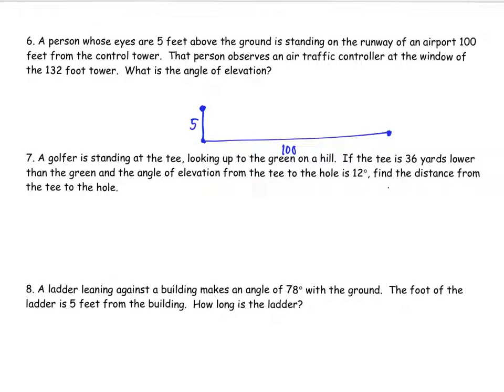The person observes an air traffic controller at the window of the 134-foot tower. So now we have the tower here. That's 132 feet. So I put all that together. What is the angle of elevation? Oh, what in the world are they asking for? Or the eye level to the thing. Right, so we draw a horizontal line with the eye level because we want to look, what is he looking up at that from? So everyone who did that bottom, nice, but that was just, oh, I did not want to do that.